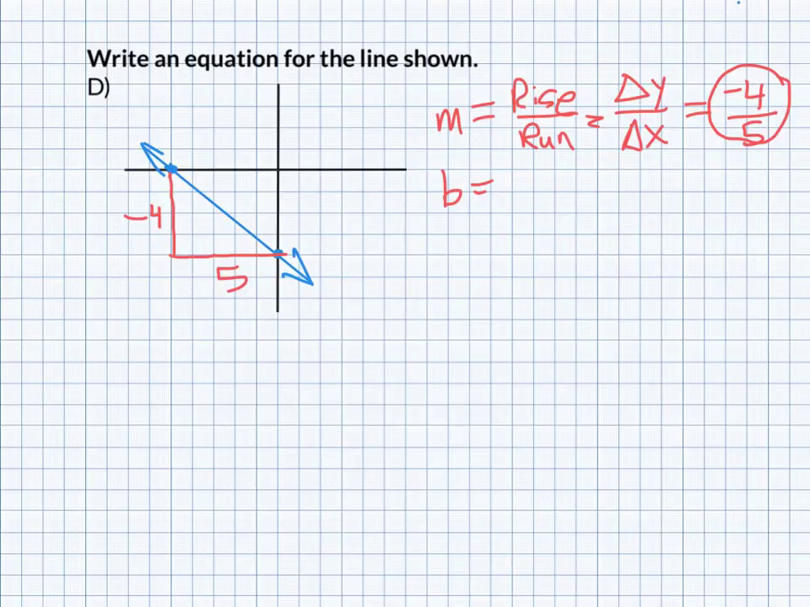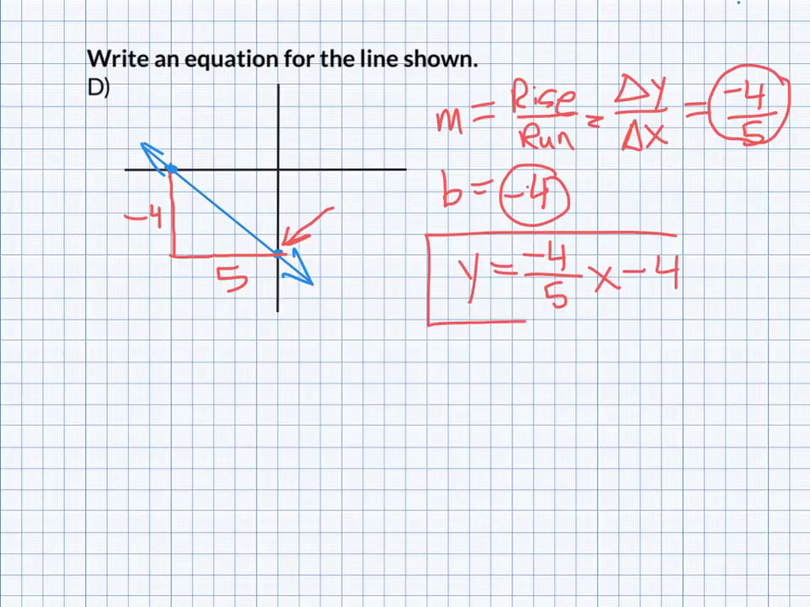And our y-intercept here is where the line crosses the y-axis, right? Which is 1, 2, 3, 4, -4 on the y-axis. So that's our b. So to write this equation, we just write y equals -4 over 5x plus -4. And I'm just going to write -4. And there's the equation that gives us this line right here on the coordinate plane.